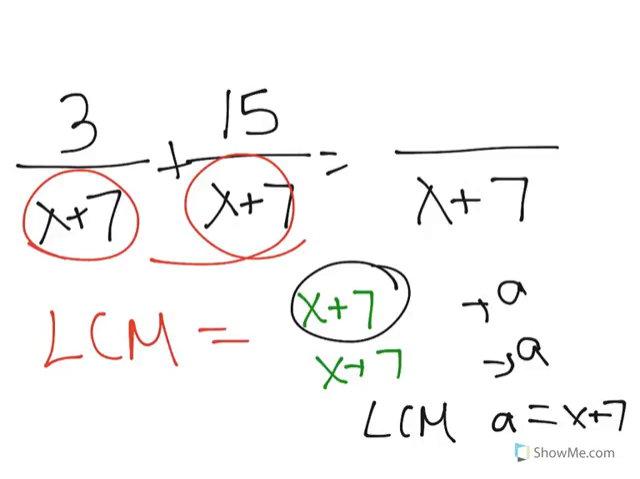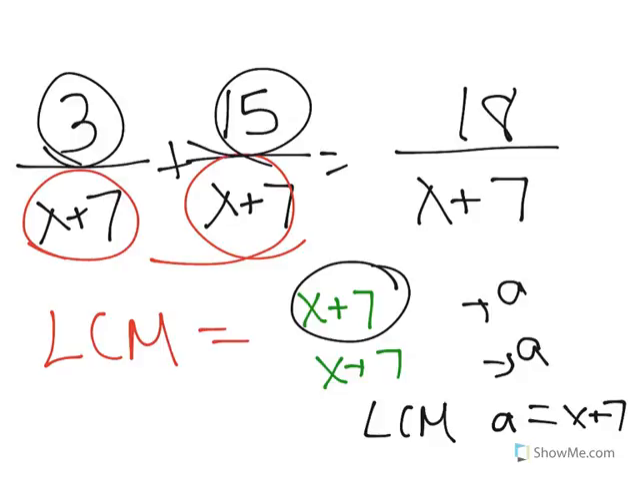We have x plus 7 as denominator. We do not have to change any of the two rational expressions, and so we just add 3 plus 15 and we get 18. So this is our solution.